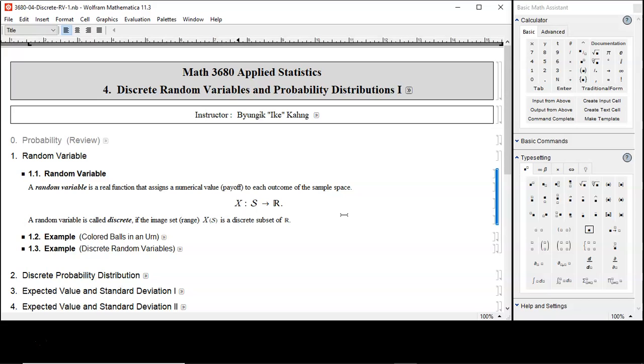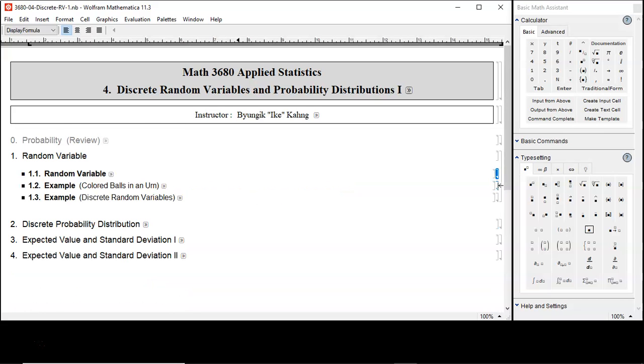Here's a definition. A random variable is a real function that assigns a real numerical value to each outcome of the sample space. And the random variable is called discrete if the image set is discrete. For example, if the random variable takes, say, 5 different values or 200 different values, and infinite, then of course it is discrete. If it takes only integer values, things like those, they're all discrete. Now, if it covers an entire closed interval, for example, then that's a different story. That cannot be discrete.